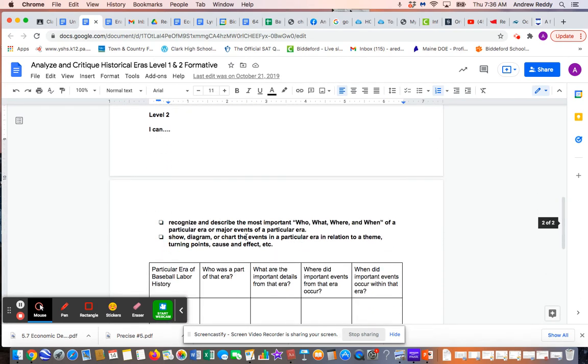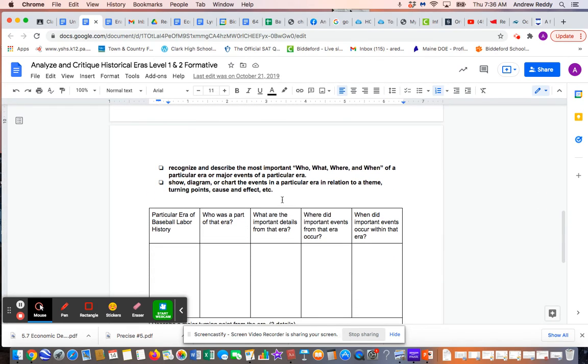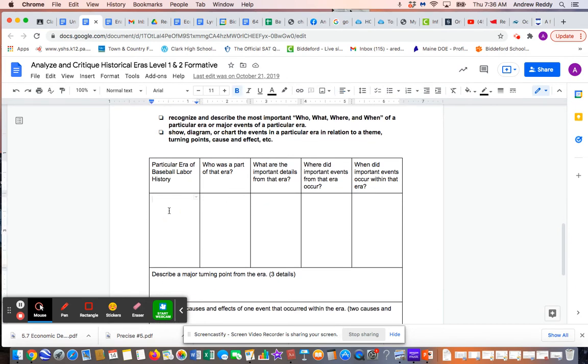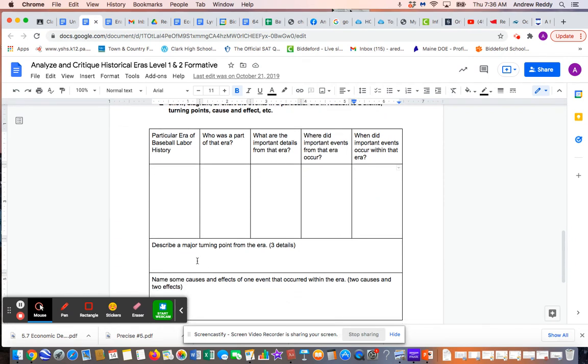For level 2, I can recognize and describe the most important who, what, when, where of a particular era. So you're going to take a particular era of baseball history. Who was a part of that era? What are the important details from that? Where did important events from that era occur? And when did those important events occur? Describe a major turning point from the era of baseball.